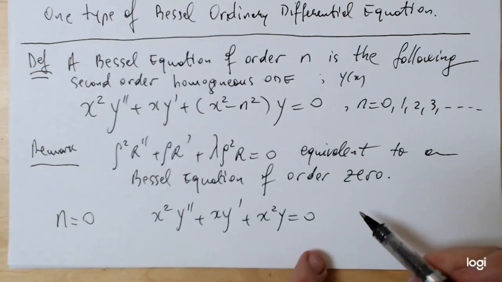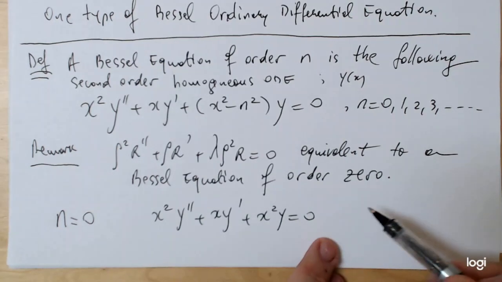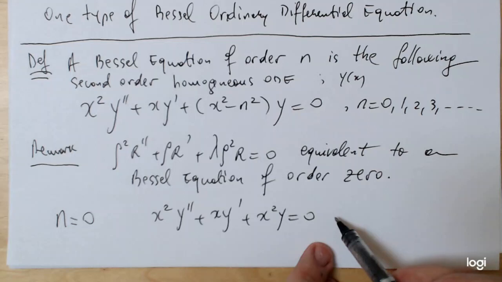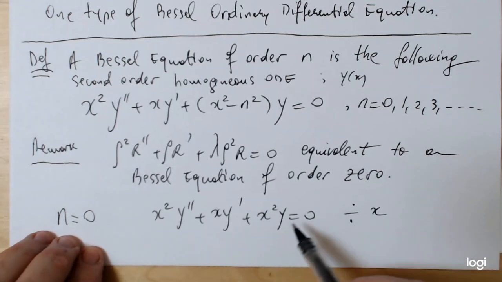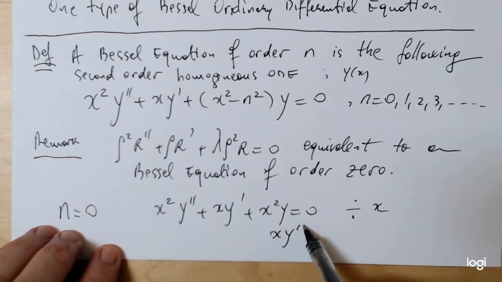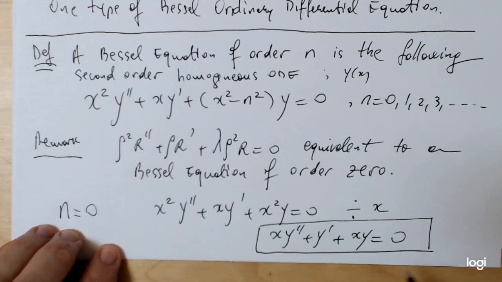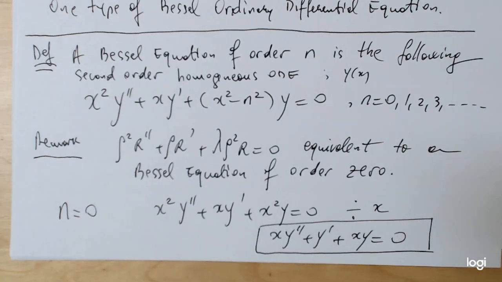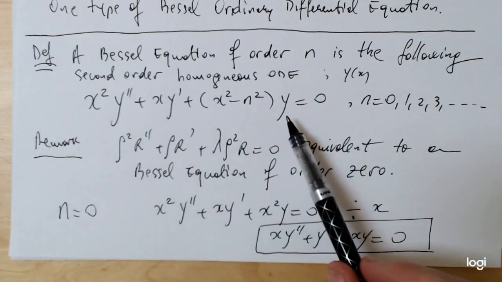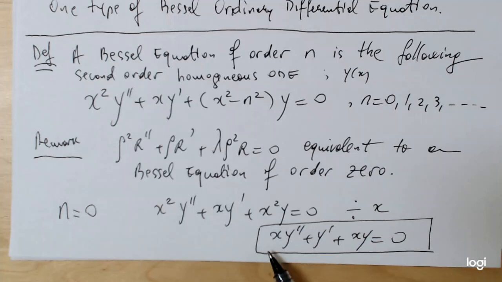And if x is not equal to 0, if x is positive, as is the case in many of these applications, you could divide by x on both sides, and that equation can be written in this format. So when n equals 0, for a Bessel equation of order 0, you could cancel a factor of x if x is positive or not equal to 0. And then this is another more compact form of the Bessel equation.